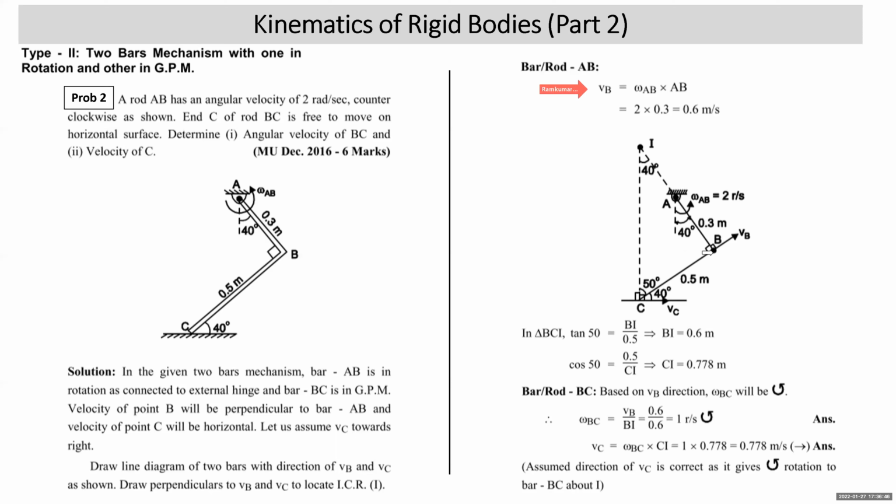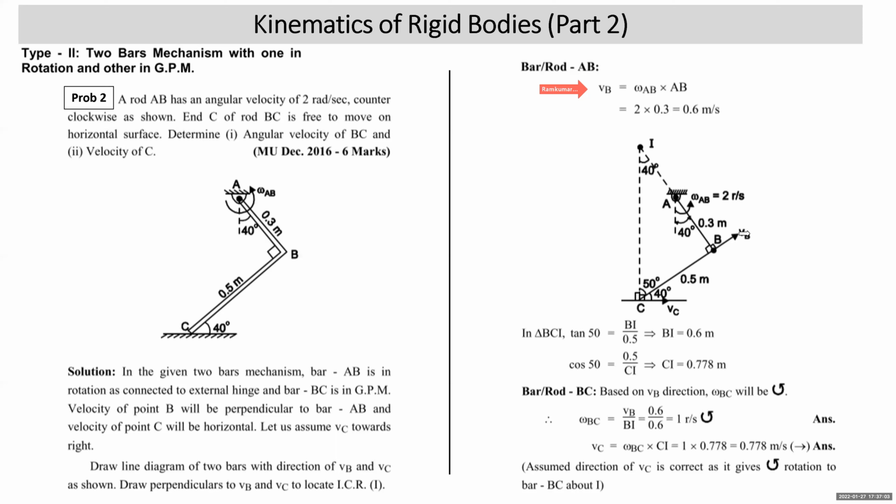Bar BC is in general plane motion. We understood that bar AB is in rotation since it is connected to external hinge at A. Bar BC is not connected to any external hinge. That means it is in general plane motion. All right. Now we have to locate ICR for bar BC.